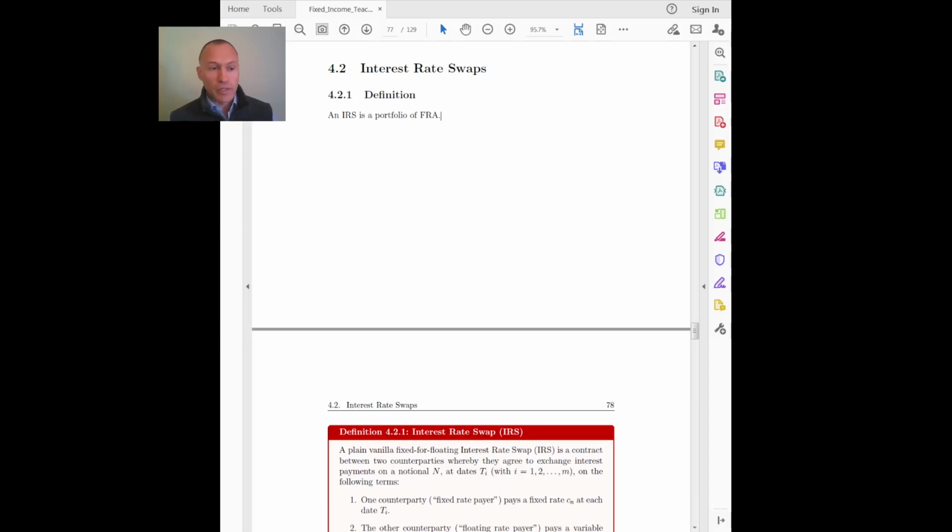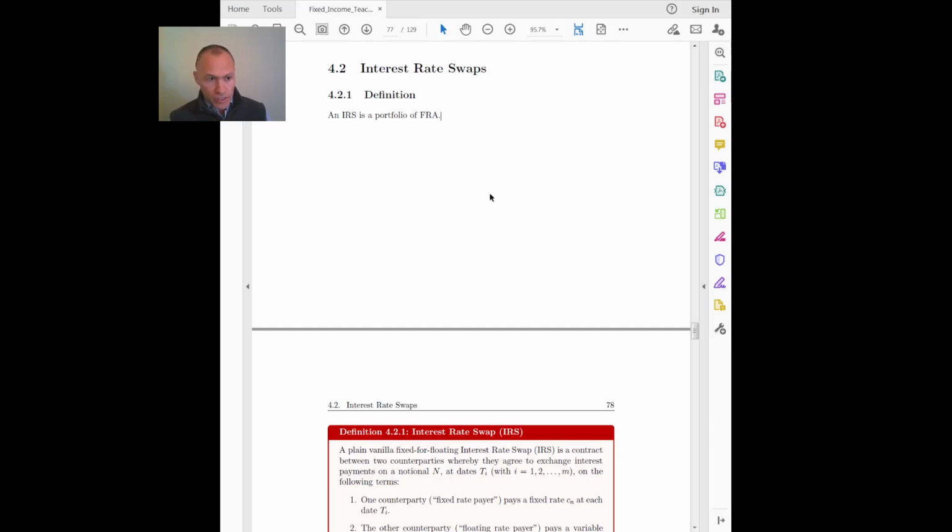Let's now talk about interest rate swaps. This is really the star of the show. As we discussed in the first video, this derivative is the one that is most heavily traded, and for a good reason, as we'll see later on, right?